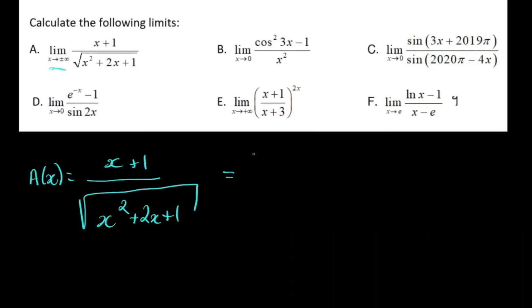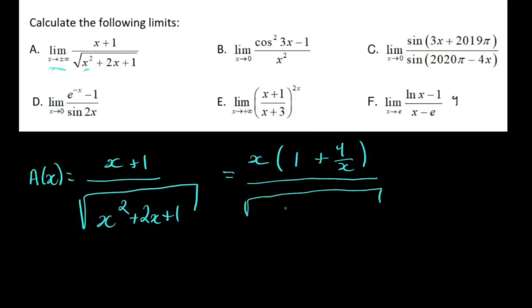So I want to factorize by x. So x times 1 plus 1 over x. Okay, same thing here. I've got the square root, but inside I have a polynomial. What will be the most powerful in plus or minus infinity? It will be the x squared. So let's factorize by x squared. We'll have x squared, factor of 1 plus 2 over x plus 1 over x squared.